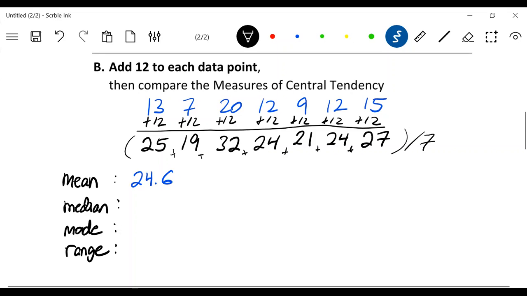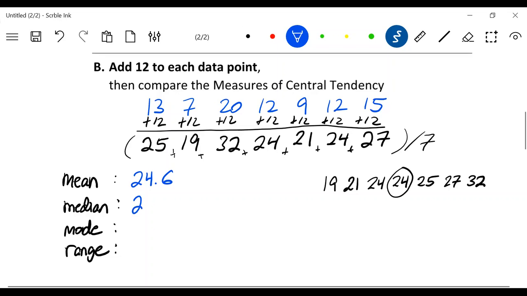So I'm going to do that now, not exactly underneath, but I'm going to move it over here. And I'm going to put them in order, which means it'll be 19, 21, 24, a second 24, 25, 27, 32. 3, 4, 5, 6, 7, 3, 4, 5, 6, 7. There are 7 each. And here is the middle number. So that means 24 is the median.